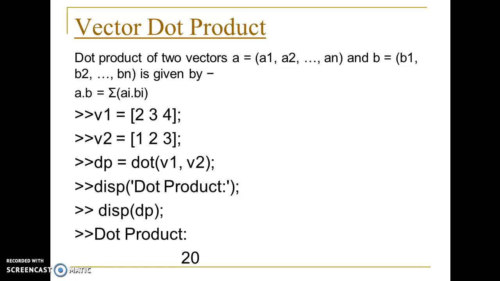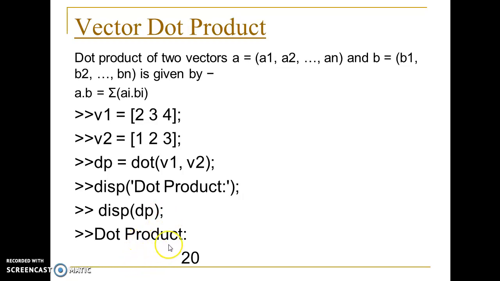If V1 and V2 are vectors, then they must have the same length. And here we have ensured that. Similarly, if V1 and V2 are matrices or multi-dimensional arrays, then they must have the same size. So ensuring these two conditions, we want the result displayed: disp(dp).